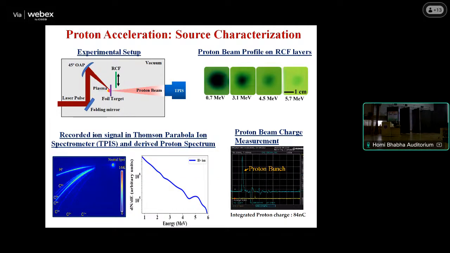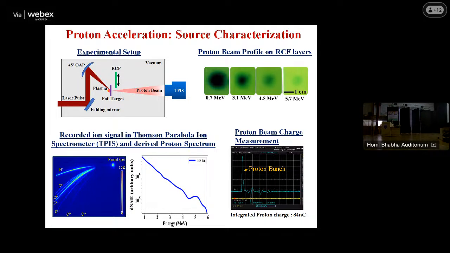So directly coming to our experimental investigation, we firstly accelerated the proton beam and characterized our proton source. Here is our experimental schematic. We focused the laser pulse using a 45-degree off-axis parabolic mirror onto the thin foil target, which are typically copper targets. The proton emissions were characterized using a Thomson parabola ion spectrometer, radiochromic film, and the proton charge was measured using current transformers. So here is the beam profile of the proton obtained on different RCF layers at a distance of about 3.5 centimeter from the proton source.